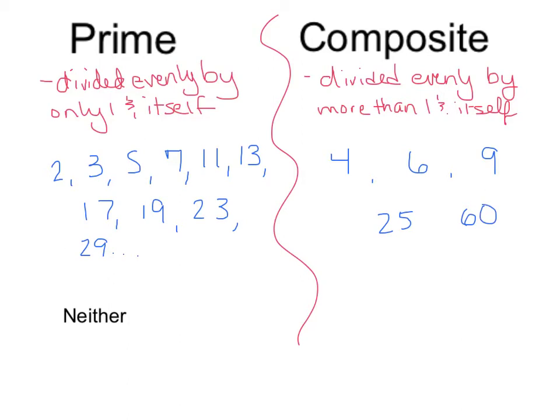The two numbers that get left out of this system would be 1 and 0, because in some ways they act like prime, sometimes like composite, especially when we get into advanced number theory. So for right now, we just say that they fall underneath neither category.